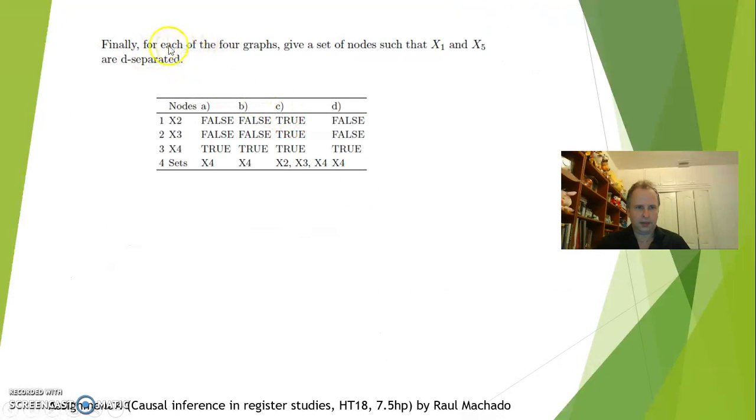Finally, for the same exercise, for each of the 4 graphs, give a set of nodes that d-separates X and Y. The set of nodes in case A is X4, in case B X4, in C the other 3, X2, X3 and X4, and in D X4 only.